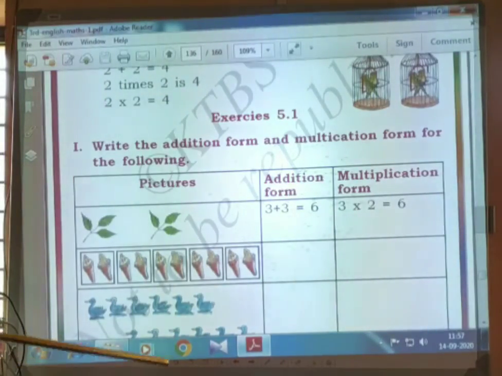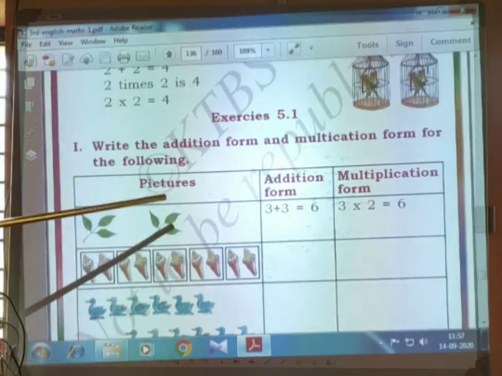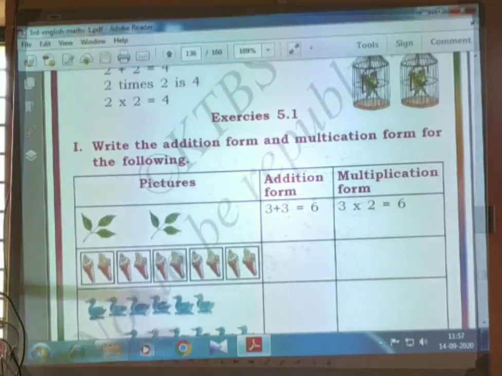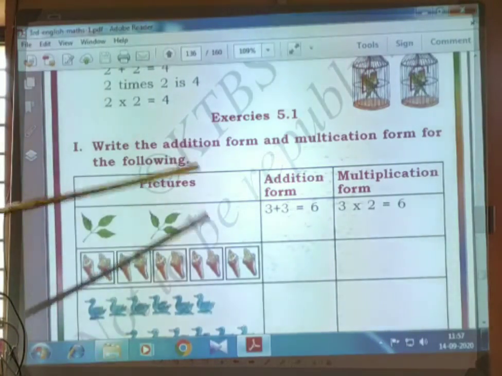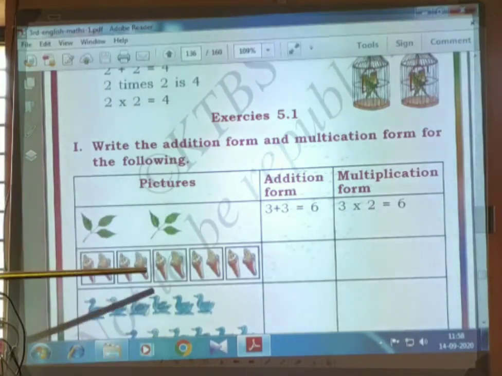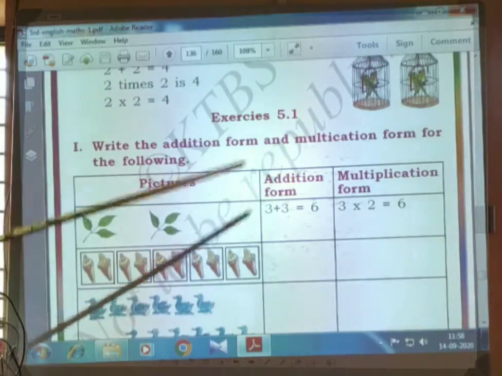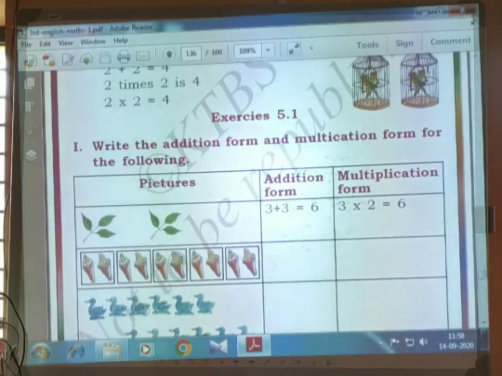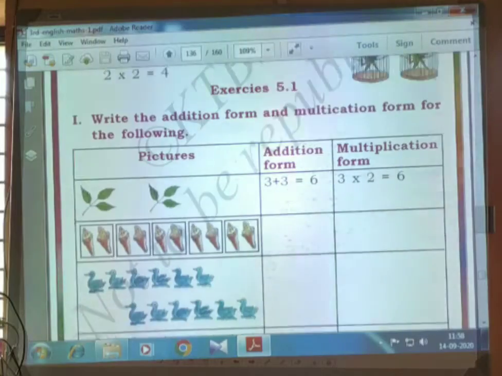Exercise questions. I will solve some examples. You have to solve the remaining examples. See this table. 3 columns are there. In the first column pictures, in the second column addition form, and in the third column multiplication form. In the first picture what are you seeing? Leaves. In one picture 3 leaves. In 2 pictures, 3 plus 3 is equal to 6. This is the addition form. And what about multiplication form? Multiplication form 3 into 2 is equal to 6.